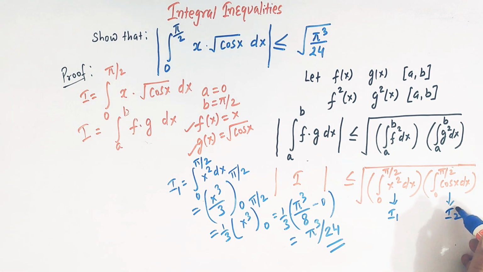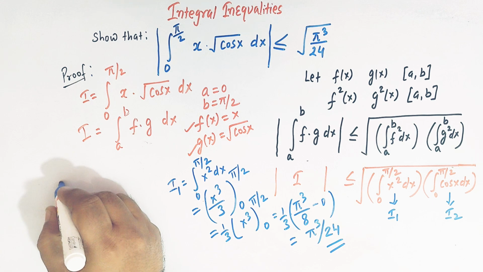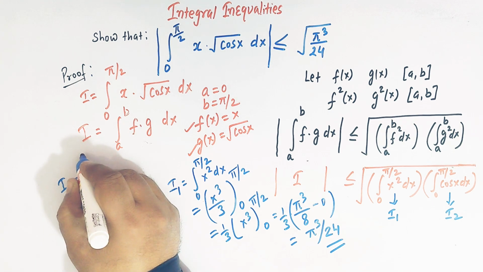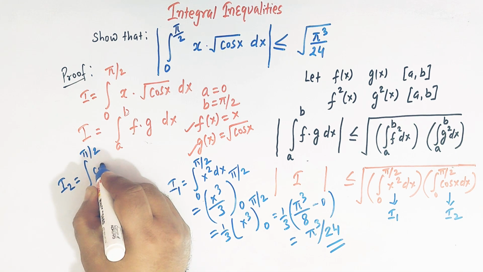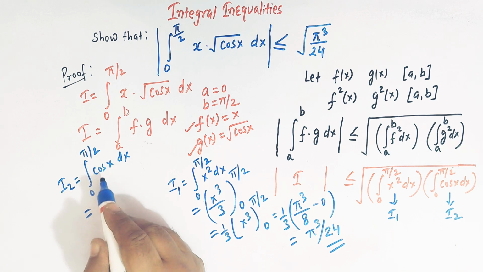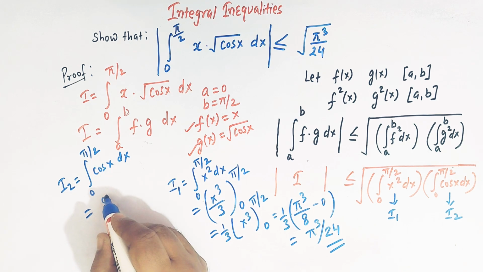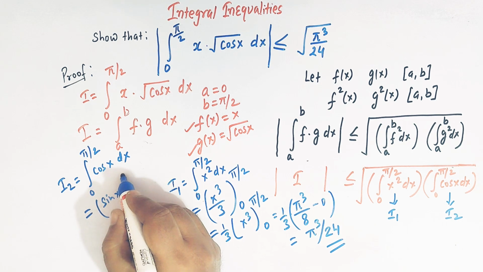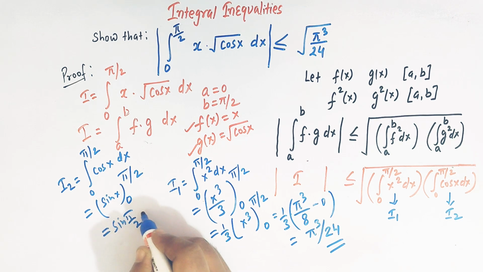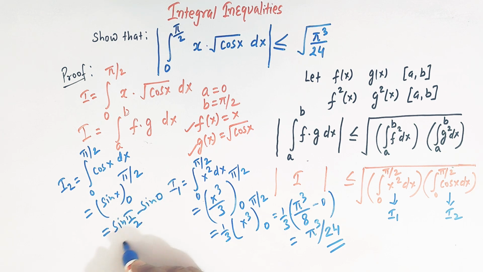Now let us consider the integral I2. I2 is the integral from 0 to pi by 2 of cosine x dx. The integral of cosine x is sine x, with limits from 0 to pi by 2. So this is sine pi by 2 minus sine of 0. Sine pi by 2 is 1, sine 0 is 0, so this is 1.